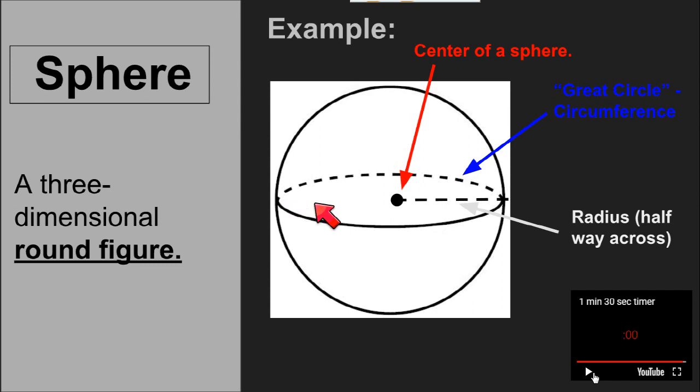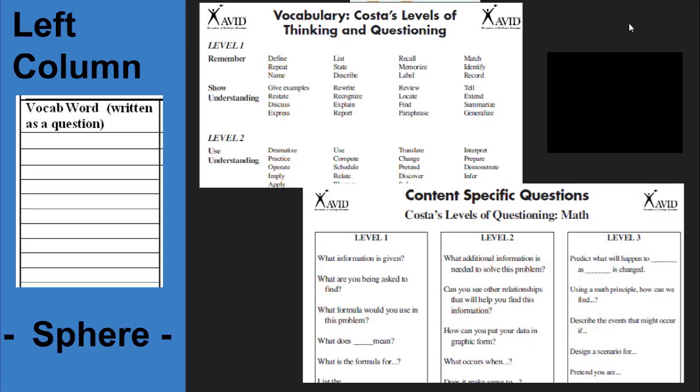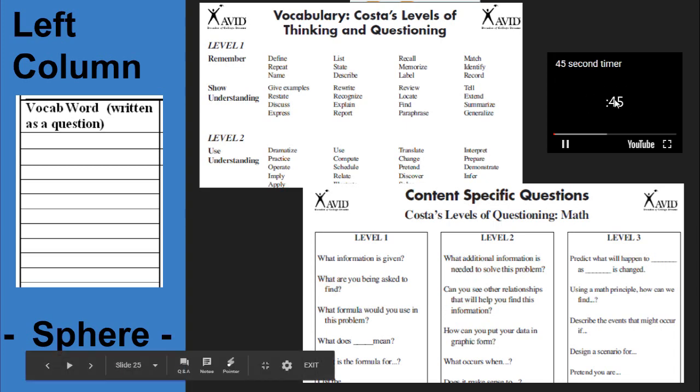Turn to your partner and remind them what the name for all the way across the circle is. Hopefully you just said diameter, so diameter is all the way across. But if they give you the radius, which they will most of the time, that's just halfway. Okay? All right, so we are on to our last question. You guys have done a great job. I'll give you 45 seconds to write a final closing question.